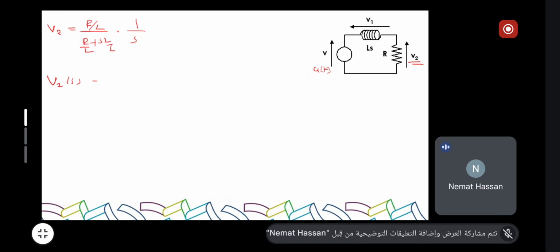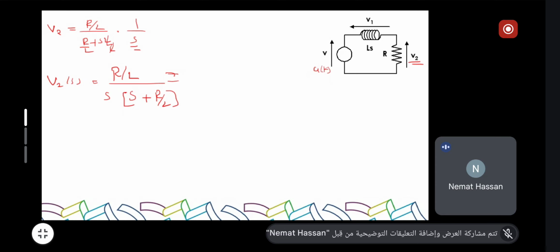If I try to rearrange this so it looks like the tables, you see that V2 of s is equal to R over L divided by s, times, these cancel each other, s plus R over L. So this is V2.